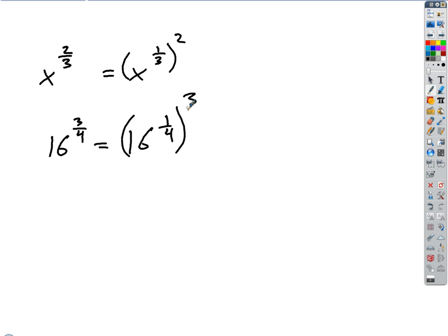Oh, I get it. Okay, so what's another way of saying 16 to the 1/4?